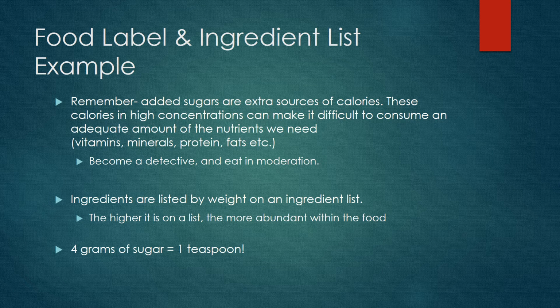On an ingredients list, the items are listed by weight. So the higher it is on a list, the more abundant it is within that food or beverage. And as a general rule of thumb to remember, 1 teaspoon of sugar is equivalent to 4 grams of sugar. So whenever you see 4 grams of added sugar, that shows approximately 1 teaspoon of sugar has been added.